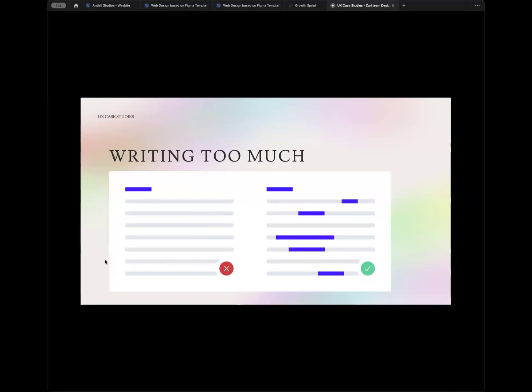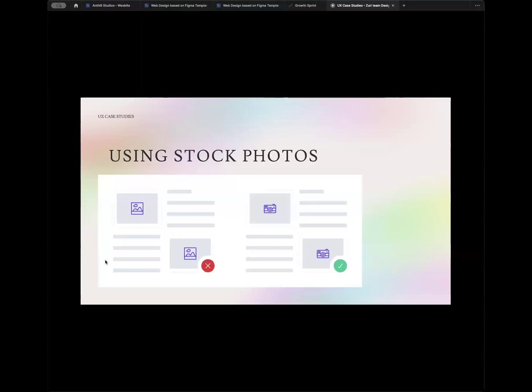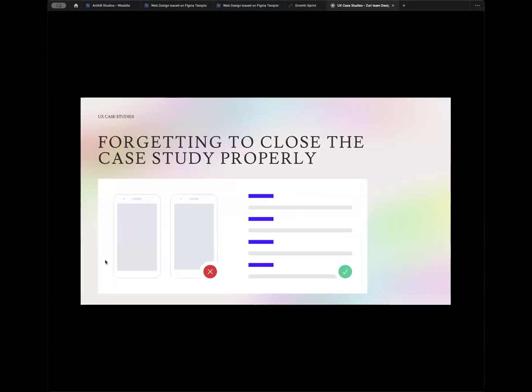Don't write too much. Nobody wants to come to your case study page to read Romeo and Juliet. Like I said, make it concise, make it clear. All right. Don't use stock photos in your case studies. Use actual visual representations that you use in the project, because that's what this is supposed to be. Stock photos are no for case studies.